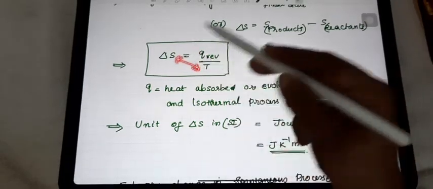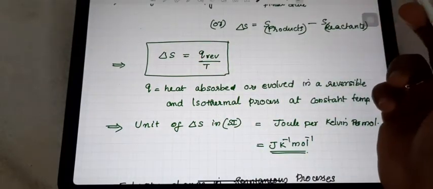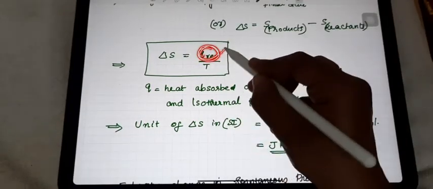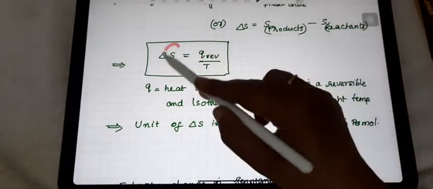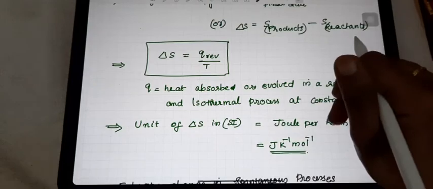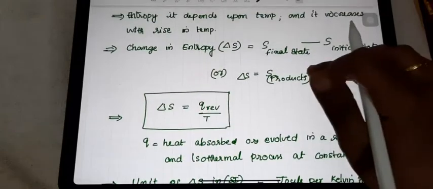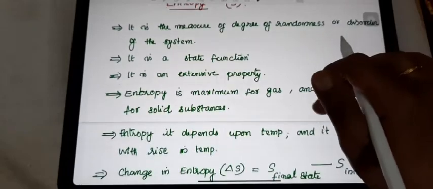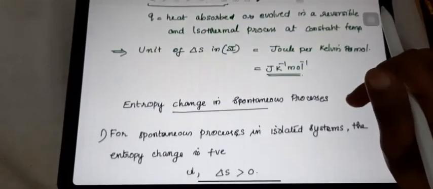Entropy change is inversely proportional to temperature, but directly proportional to the heat absorbed or evolved. Yes, then the unit: heat's unit is joule, temperature's unit is Kelvin. So the unit of delta S is joule Kelvin raised to -1 mole raised to -1. These are some important characteristics of the entropy term S. Right, now we can tell about that.